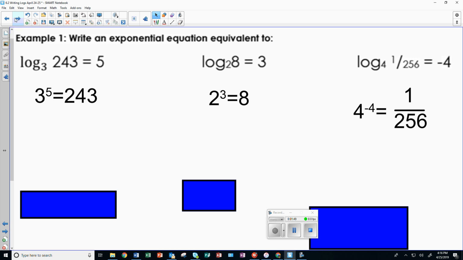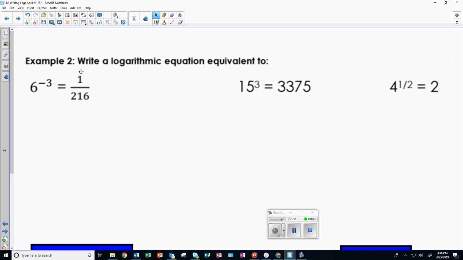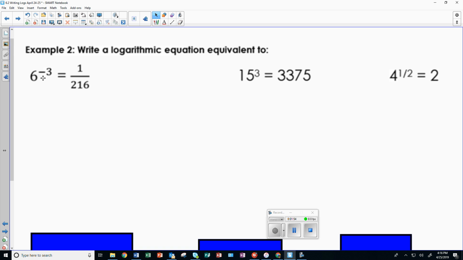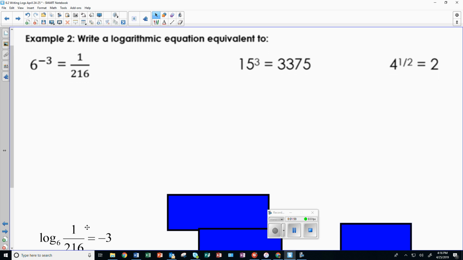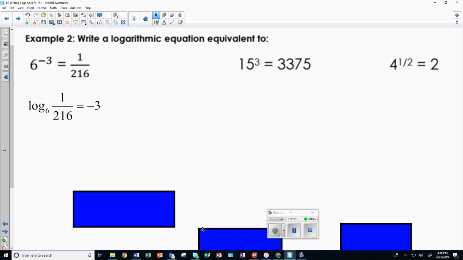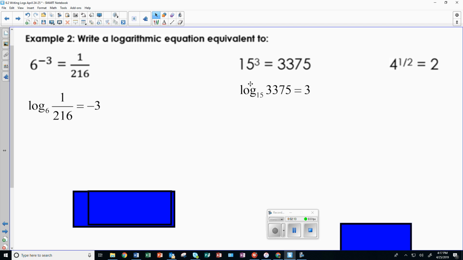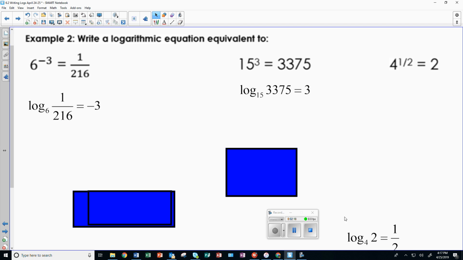Now let's look at the example two problems. Let's go the other way. So 6 to the negative 3rd power is the same as 1 over 216. To write that as a log, you'll be writing the log base 6 of 1 over 216 is equal to negative 3. Let's take this one. Rewrite it as a log. It is the log base 15 of 3375 is 3. So the question is, what is the log base 4 of 2? It is 1/2. Why? Because 4 to the 1/2 power is equal to 2.